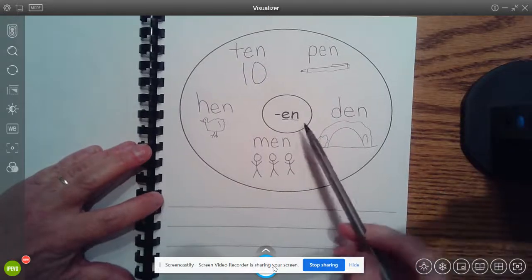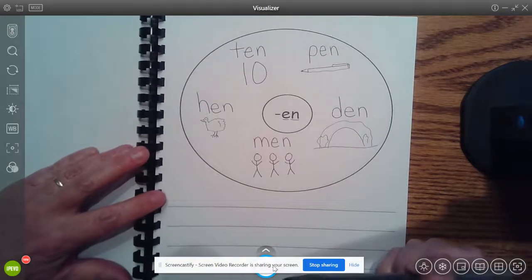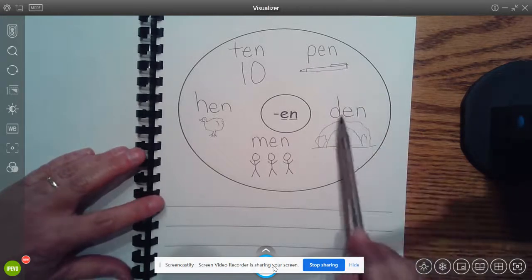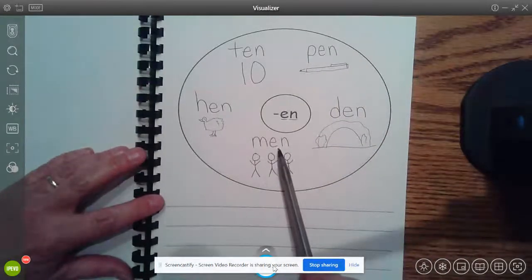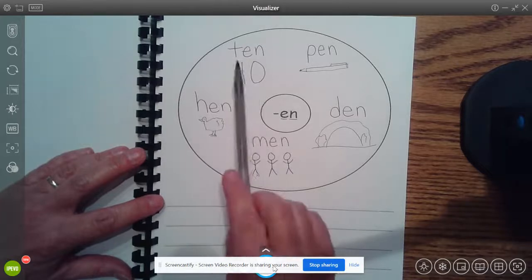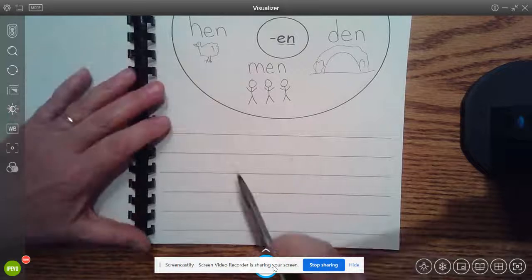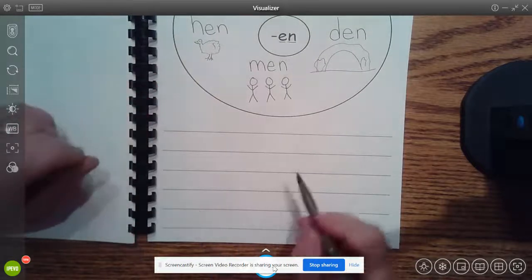Alrighty, we did our N words, and now we're going to write our sentences, but let's review our words again. We've got pen, den, men, hen, ten. All right, we're going to write 2 or 3 sentences together, and then I'll have you write 2 or 3 on your own. Here we go.